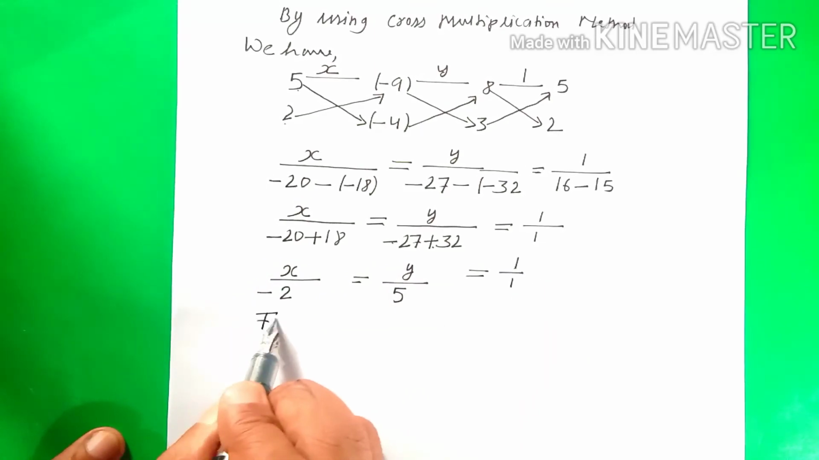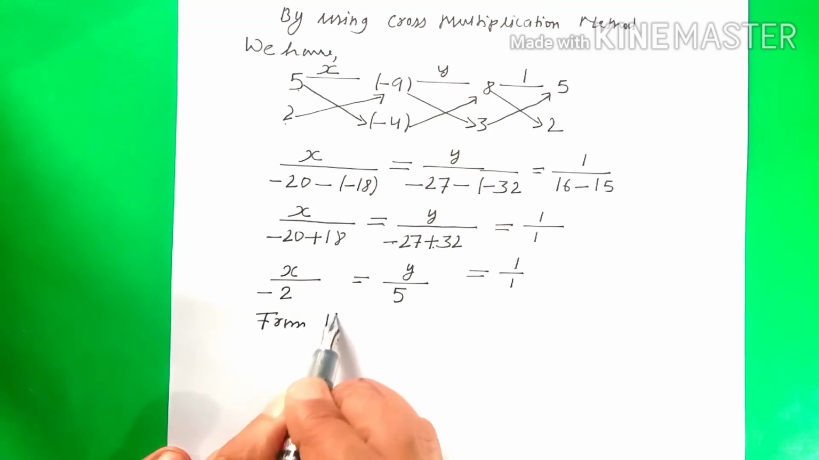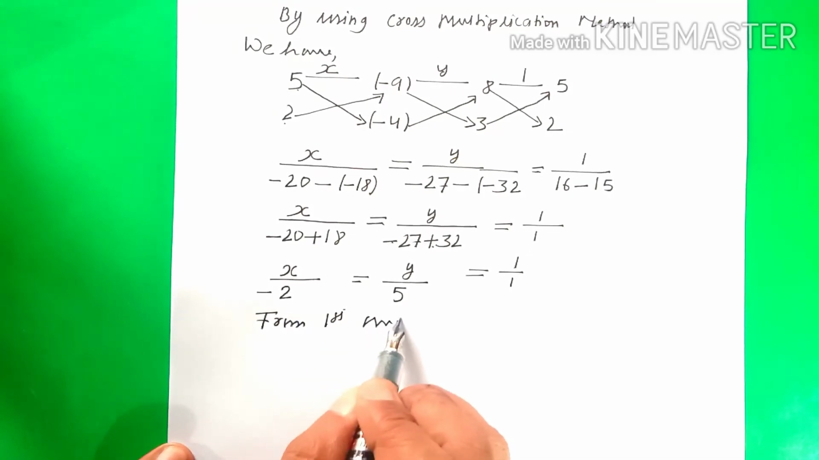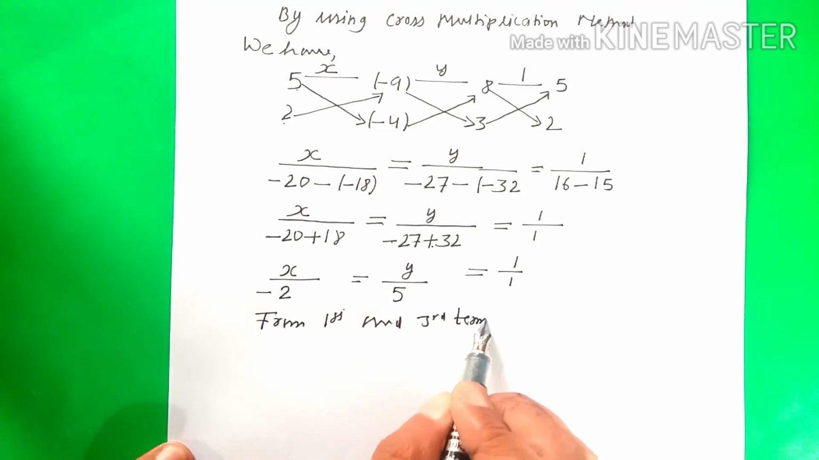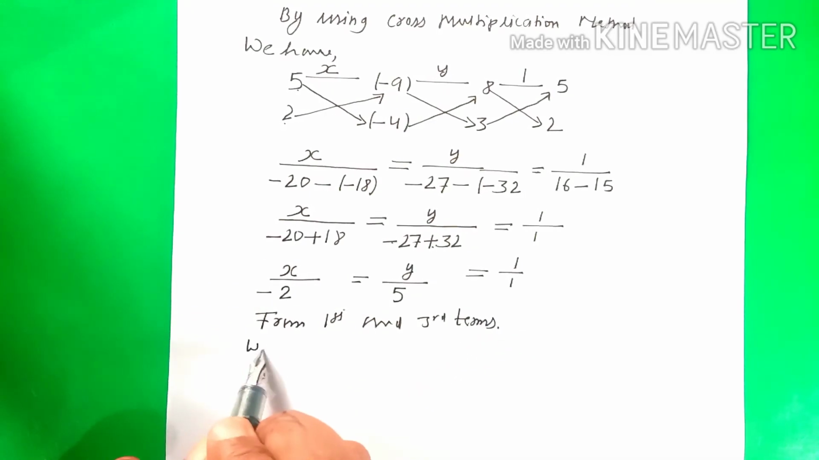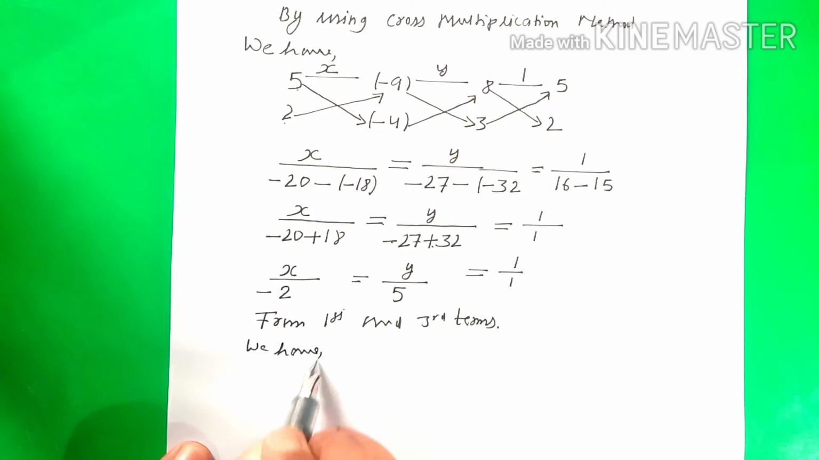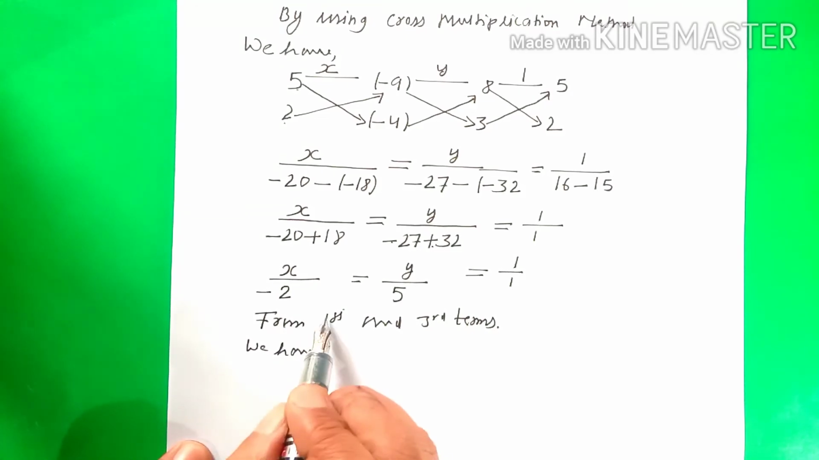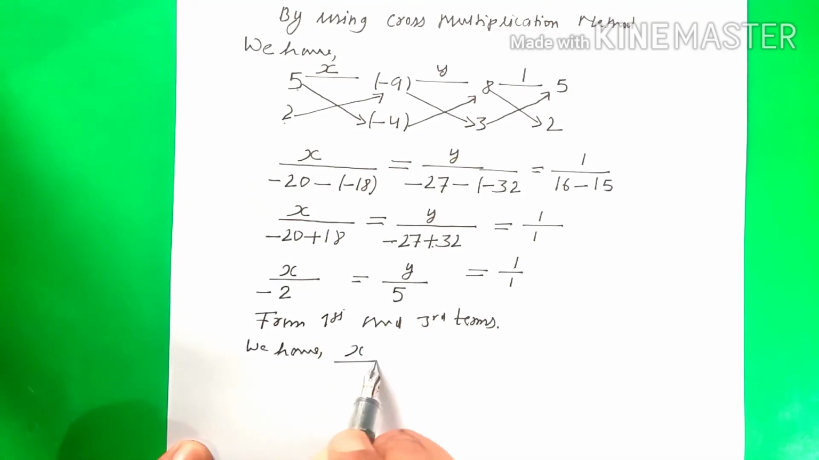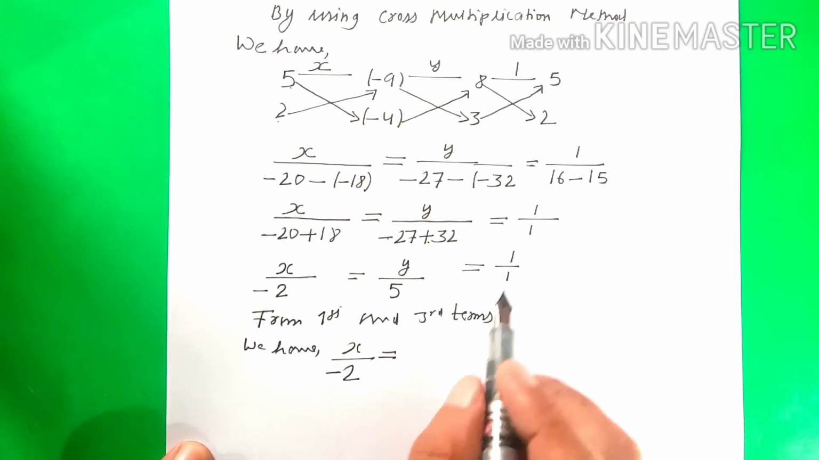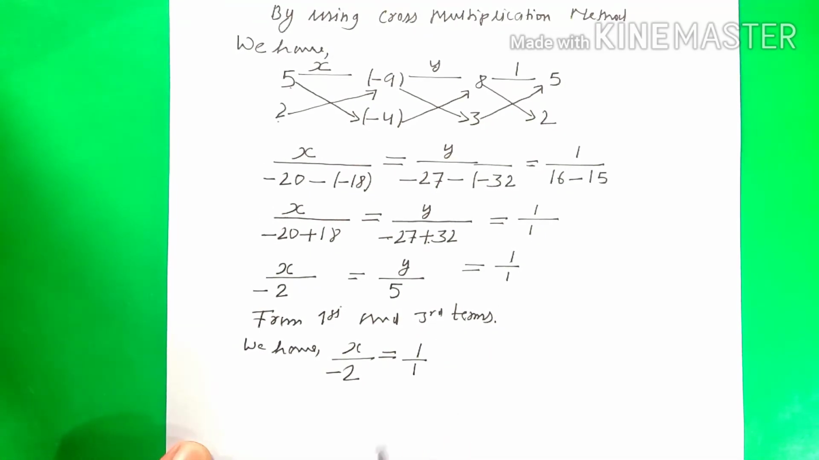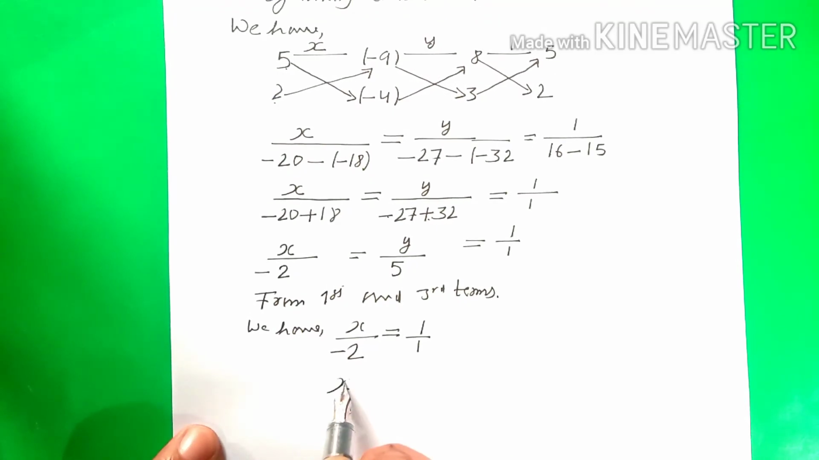Now from the first and third terms, we have first term x upon minus 2, also equals to third term 1 upon 1. To get the x value, take here a cross multiplication. 2 into 1 here minus 2.